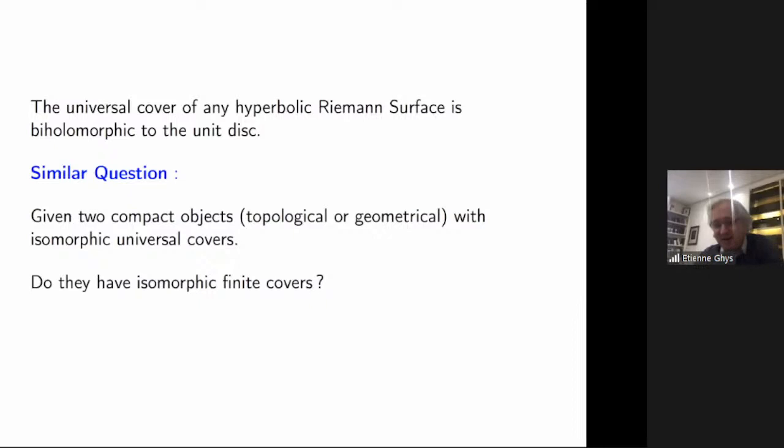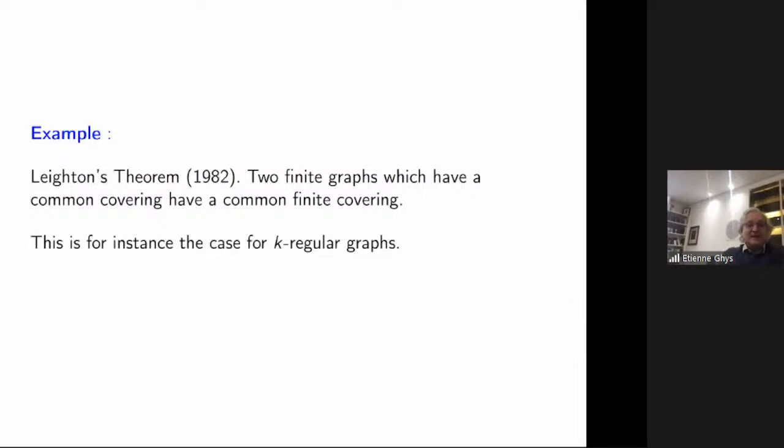This is the theorem that I like very much, the theorem of Leighton, saying that if you take two finite graphs, and if you assume that they have the same universal cover, of course the universal cover of a finite graph is a tree, but if you assume that these trees are isomorphic, then these two finite graphs have a common finite cover. This is not a very hard theorem, but it is an interesting and kind of tricky theorem. In particular, if you take two finite graphs which are both k-regular, meaning the valency of each vertex is k, then they do have a common finite cover. I think it's already something interesting.